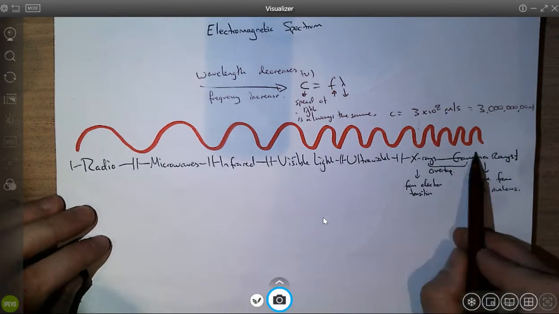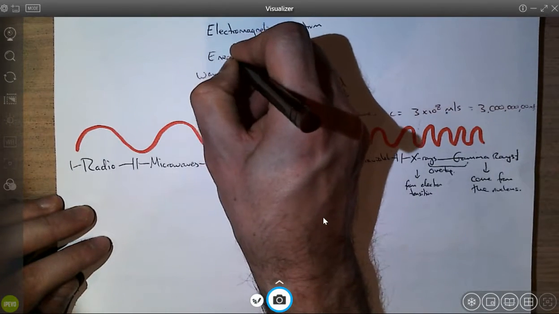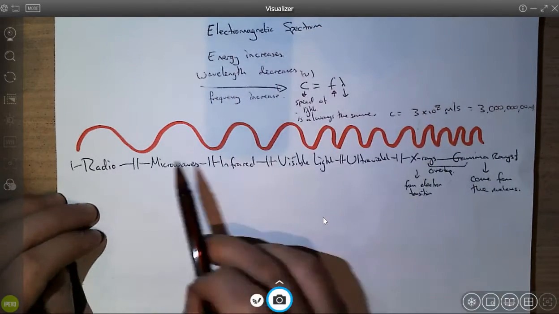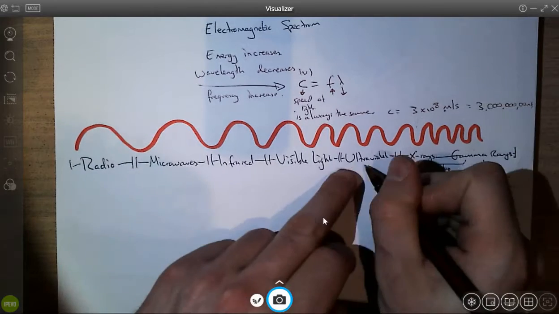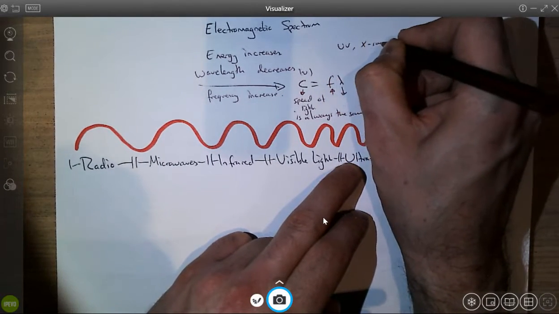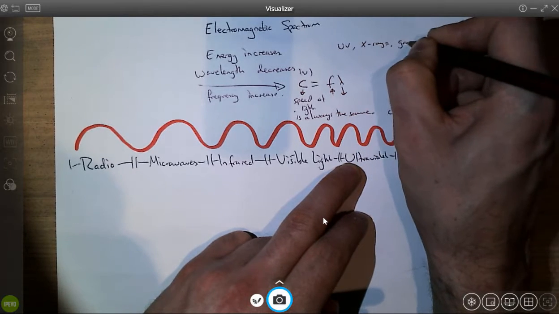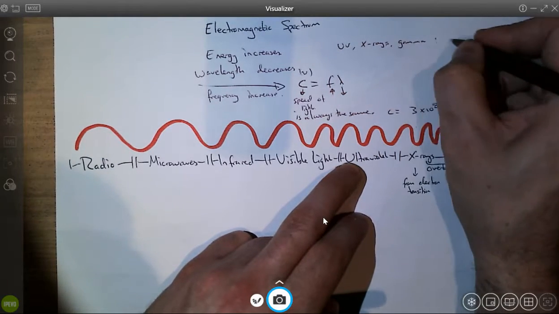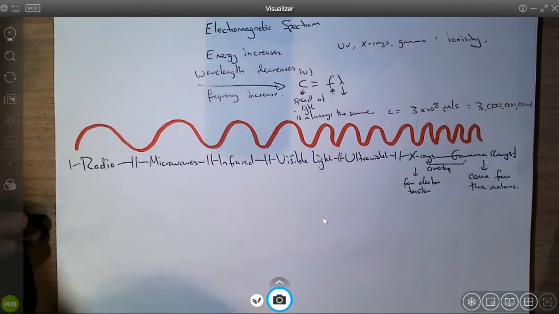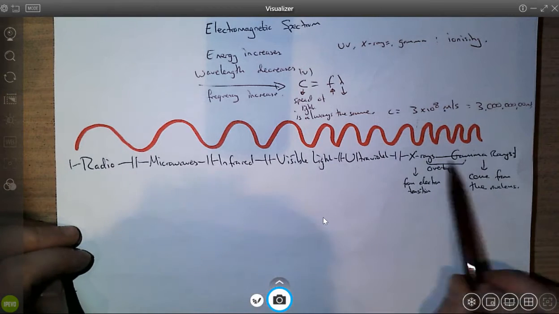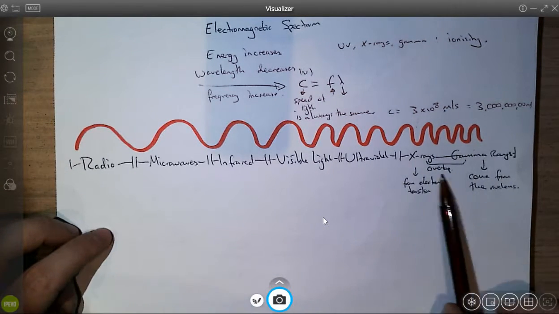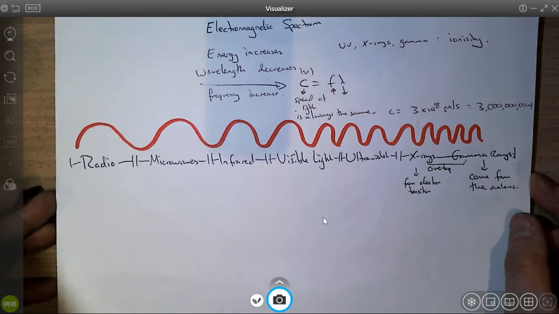There's one other thing that changes as we go along here, and that's the energy also increases. Right, and that's important because when we get to ultraviolet onwards, UV, X-rays, and gamma rays, these all have so much energy that they are now ionizing. Right, they now have enough energy to remove electrons from atoms, and this of course makes them dangerous. This is why ultraviolet gives us sunburn. X-rays and gamma rays could increase our risk of cancer if we're exposed to them for too long.